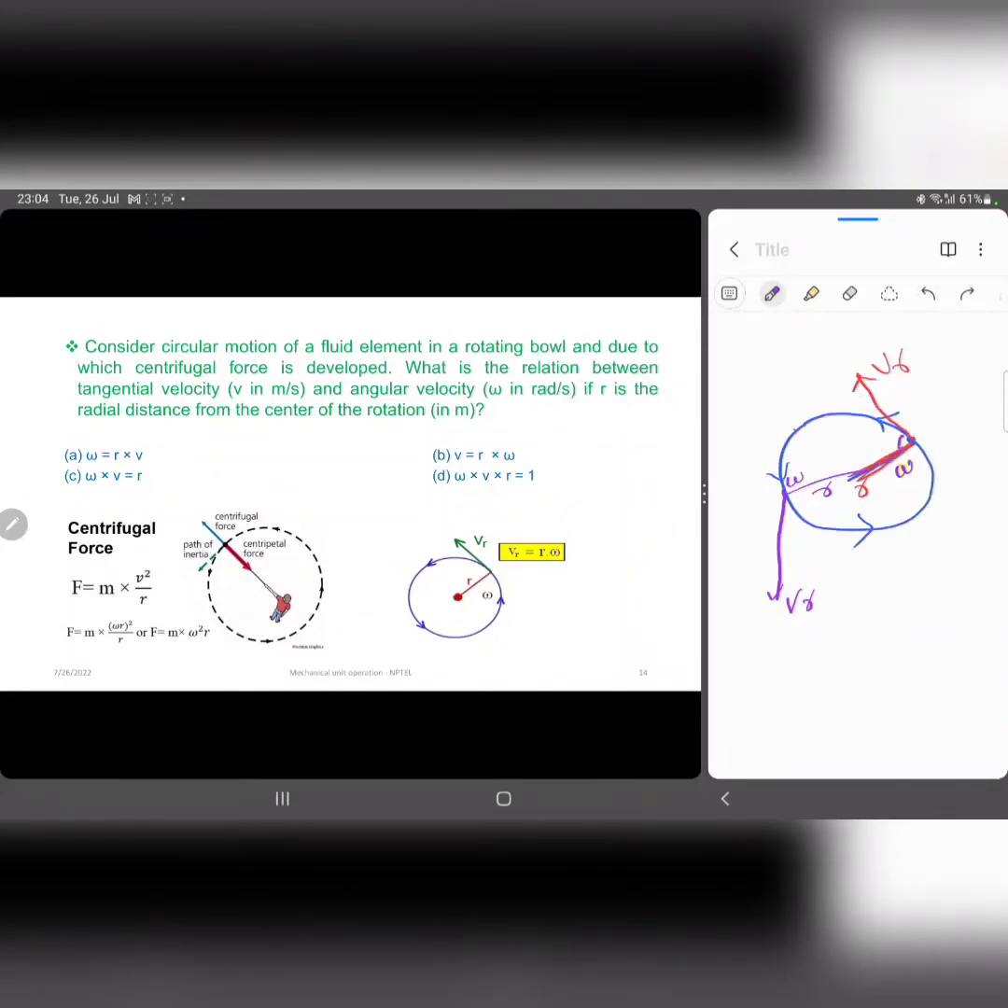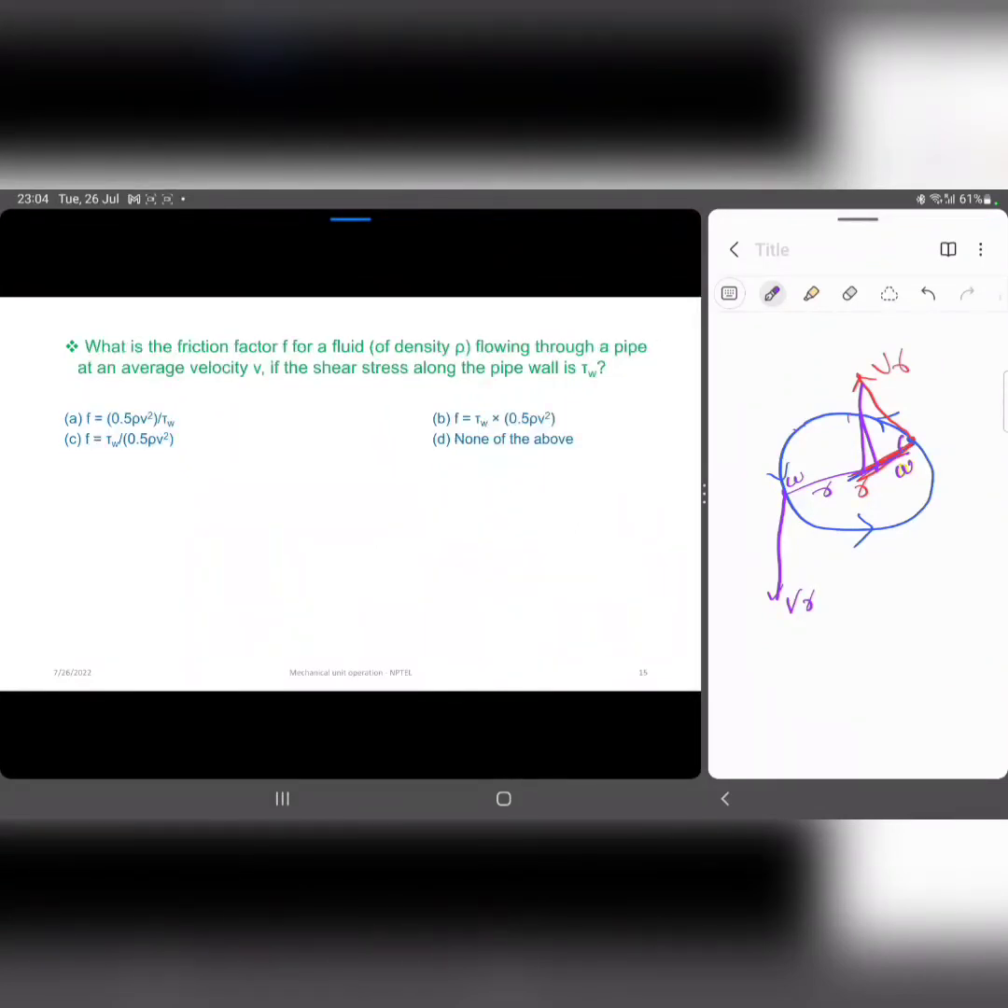If you form a triangle and apply the triangular law, it is very easy. You require this R and omega together, and this is a normal, which we denoted as V is equal to R into omega. So our actual answer is B, which is R into omega.